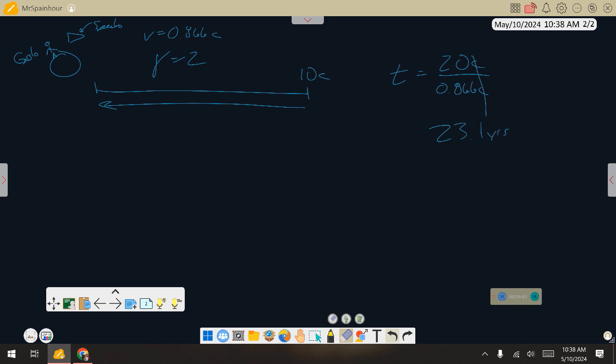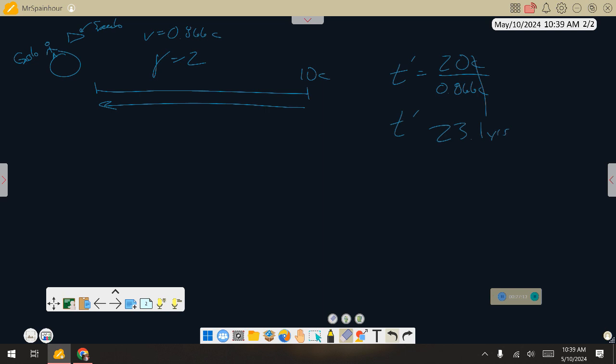Who gets proper time, though? Careful with that. Who's at rest? What's the event? The rocket going out and coming back. Who's at rest to the event? Speedo. Speedo is at rest to the thing that's happening. So he gets which time? Proper. So this time is the dilated time over here. Okay? Does that make sense?